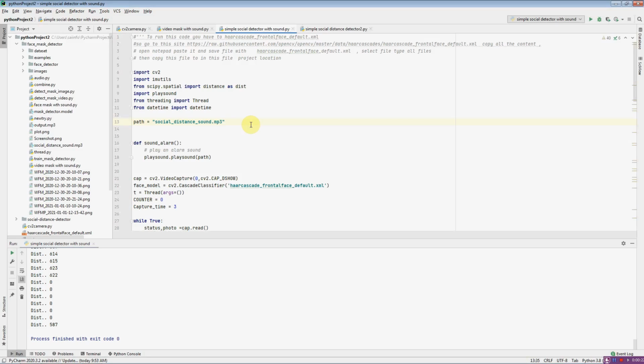Till the social distance is maintained, after 3 alerts, the system will capture the image. Now we will see the actual implementation.